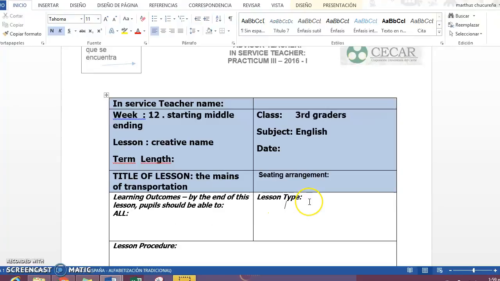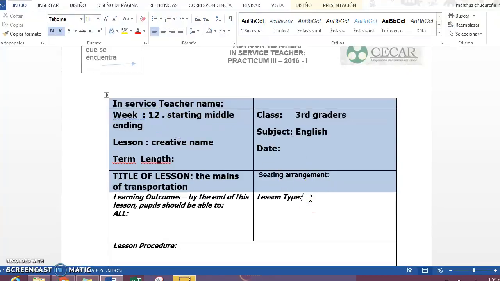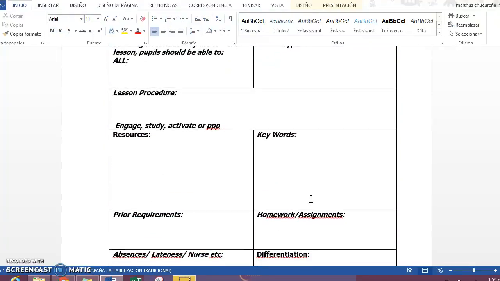There are many kinds of lesson types, and they have a strict relationship with the starting, middle, and ending of the process. So sometimes lessons are complete lessons: they are going to be the starting, the middle, and the ending. Some lessons are just assessments, some other lessons are just explanations, so you decide. In lesson procedure, you have to read chapter 3 and decide if it's an engage, study, and activate method, or if you are going to use the PPP method, or even if you have another method in order to organize the procedure of the lesson.